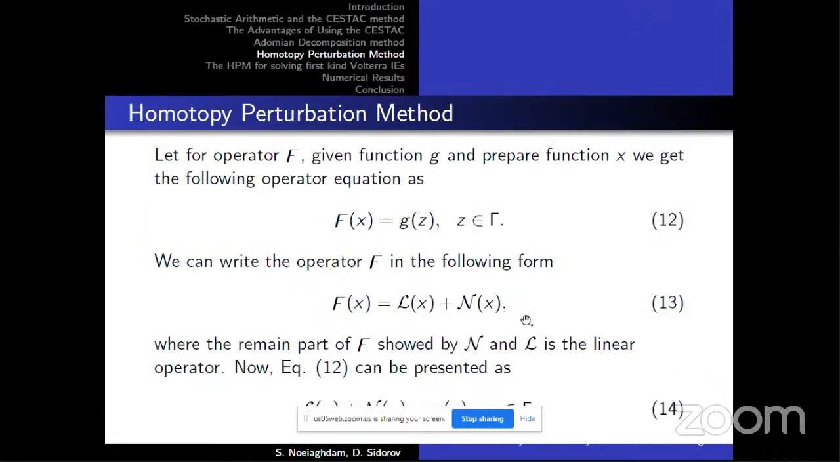The second method is the homotopy perturbation method. First I want to describe the method, and after that I describe the route of its application to solve the first kind of integral equation. We have operator f here, that f of x equals g of t in this equation. We can write f of x in the form L of x plus N of x, where L of x is a linear operator and N is the remaining part of f. So if we substitute in equation 12, we will have equation 14.